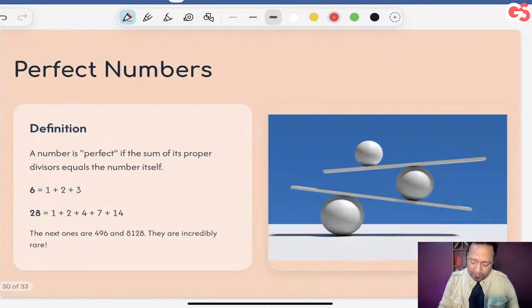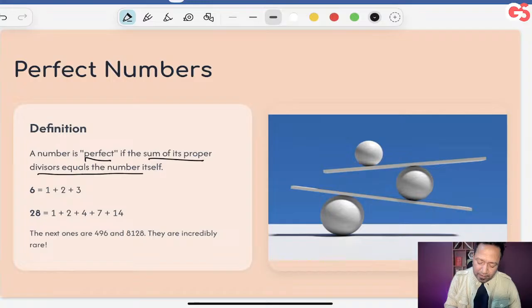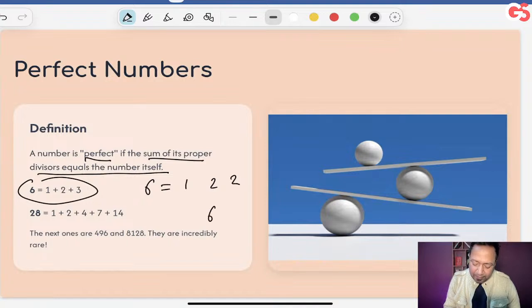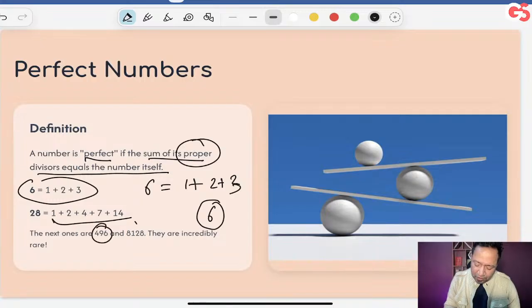Now, the perfect numbers. A number is perfect if the sum of its proper divisors equals the number itself, like 6. So 6 has got divisors 1, 2, 3 and 6. It says the proper divisors, meaning don't count 6 itself as a divisor. Rest if you add you'll get 6 only. 28 is also one such number. The next ones are 496 and 8128. They're incredibly rare.